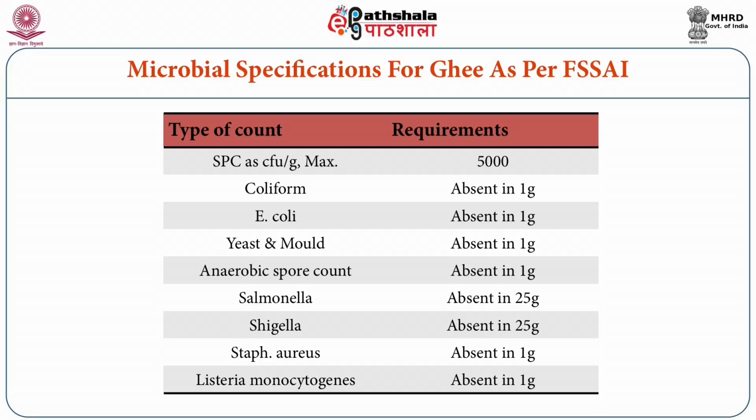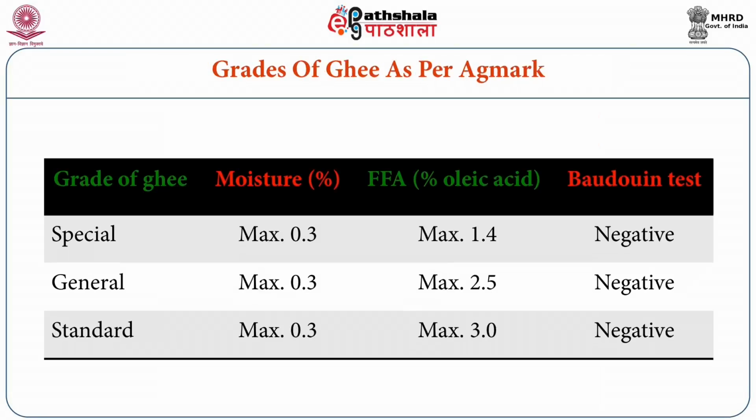So it is obvious that any pathogenic bacteria which can come as a post-contamination after processing should never be there in any of the product to be sold and marketed. Now we go on to the grades of ghee as per Agmark.